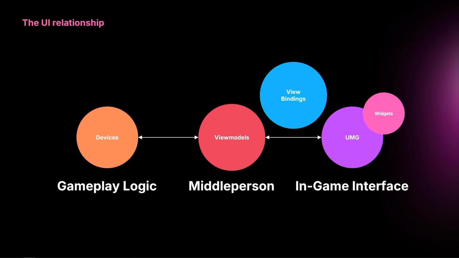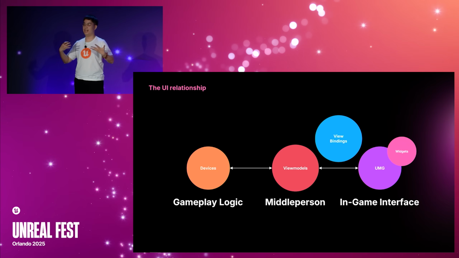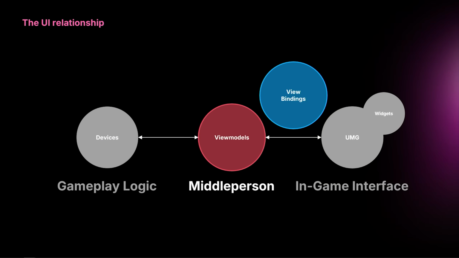Okay, that was a lot. Wow. So that was UMG and widgets. We've talked about devices, we've talked about widgets, UMG, but we've never talked about how we connect widgets to devices. What is the middle person between all of that? What's the bridge that brings the data from devices all the way to our UI, to display it on our UI? And that's where view models and view bindings come in.